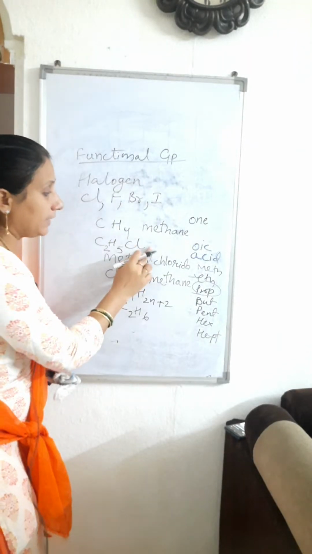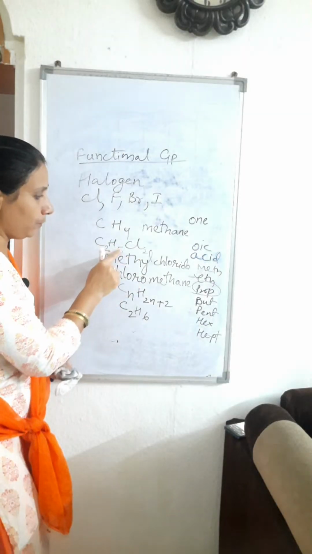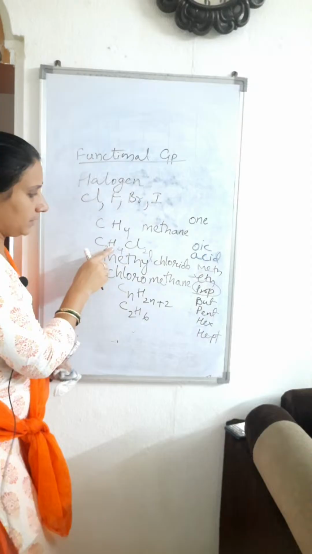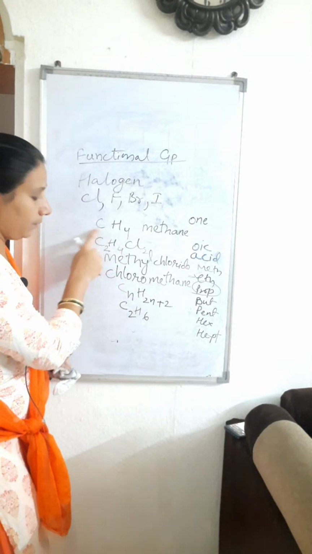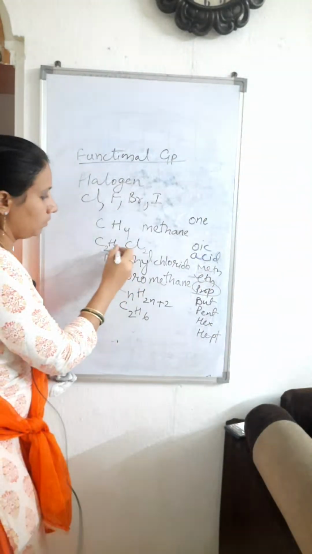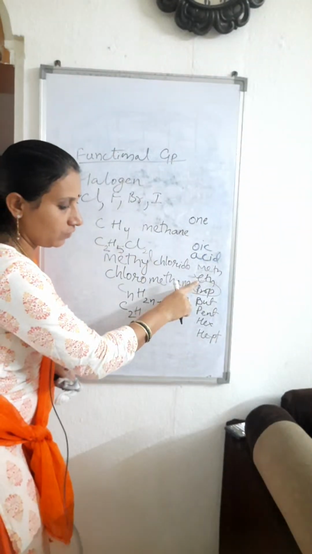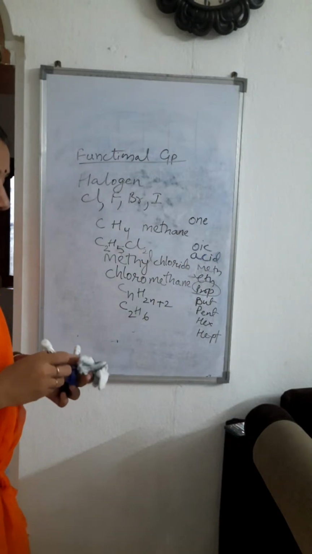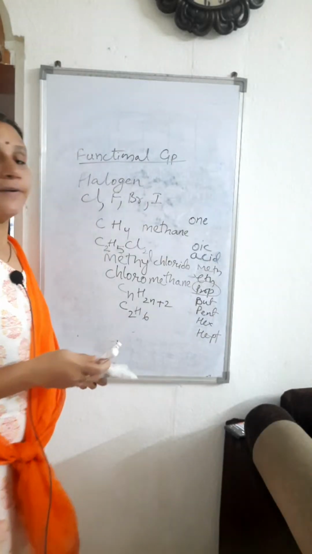If suppose 2 chlorines are there, 1 more hydrogen will reduce. Whatever the number of chlorines increases, the hydrogens will decrease. And we name depending on carbon. So here it is chloro, 2 carbons are there, ethane. If 3 carbons are there, chloropropane. So this is the functional group and general formula.